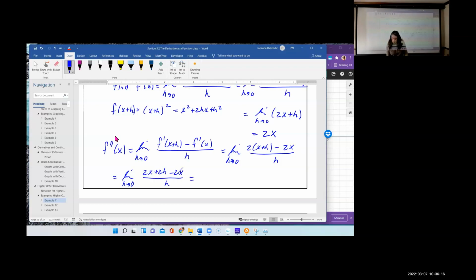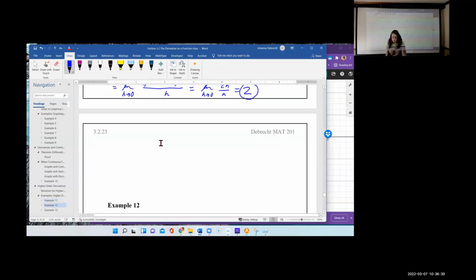The 2x's cancel, and we get the limit as h goes to 0 of 2h over h, which is just 2. So the second derivative is a 2. In other words, it's a constant.